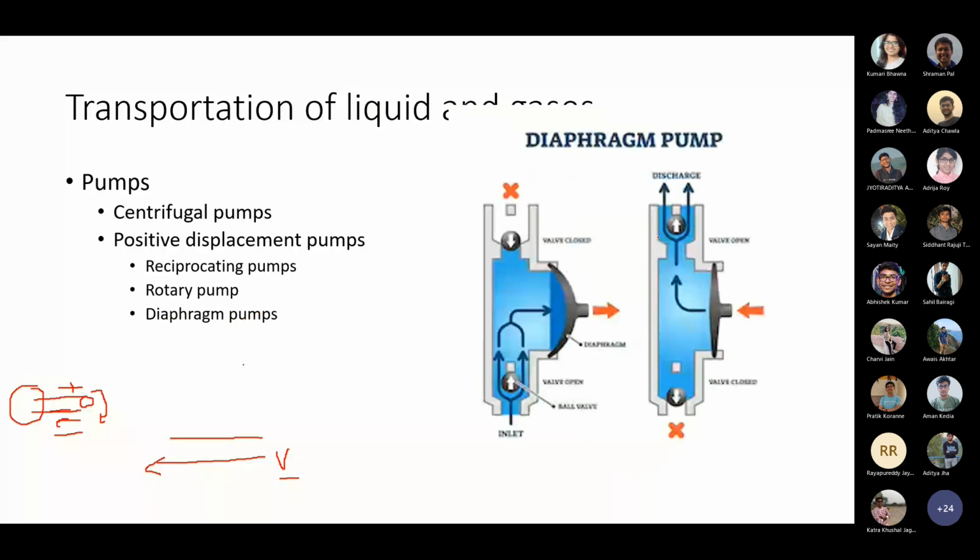Diaphragm pump. The diaphragm pump works using a plastic diaphragm. This is a plastic diaphragm. So what will happen? This is a flexible diaphragm, like a balloon.